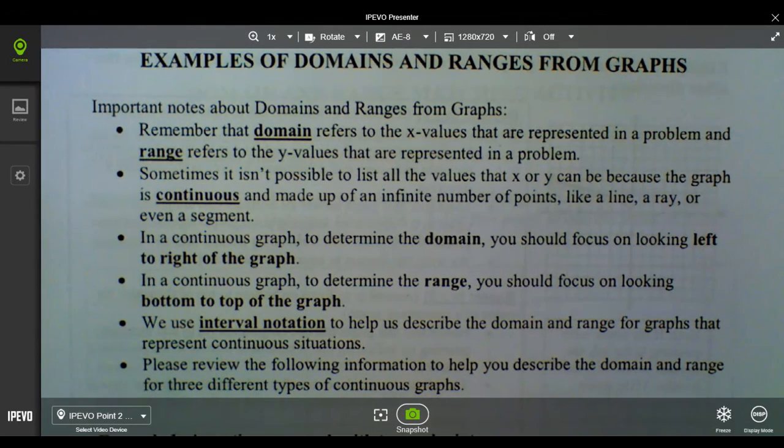Hi guys, I just wanted to give you a quick lesson that you can watch while you're trying to remember what domain and range is, because it's been a couple of days and I know it's a very confusing topic. So this is just something I want you to get really good at.